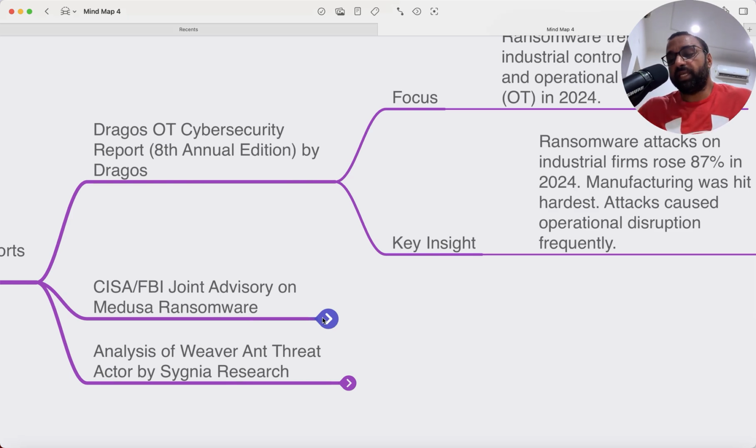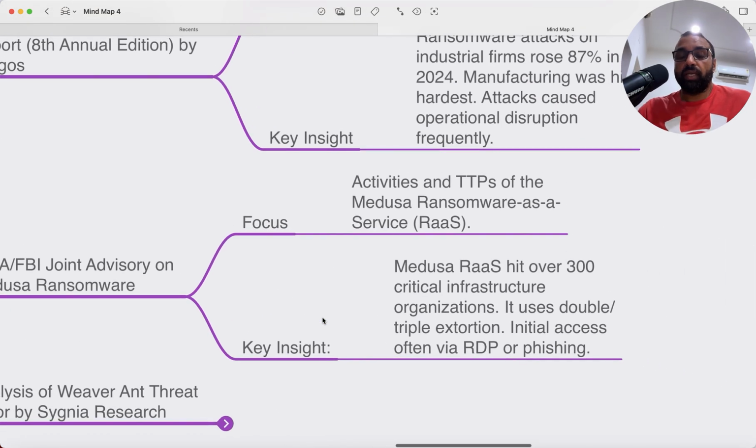Secondly, the CISA and FBI joint advisory was published on Medusa ransomware. So this report gave details on Medusa ransomware as a service. This service impacted over 300 critical infrastructure organizations, and it uses double and triple extortion.